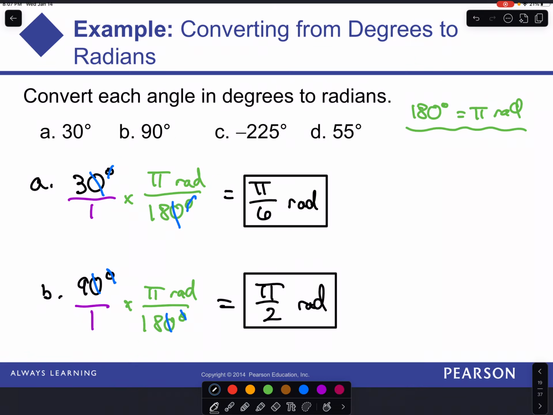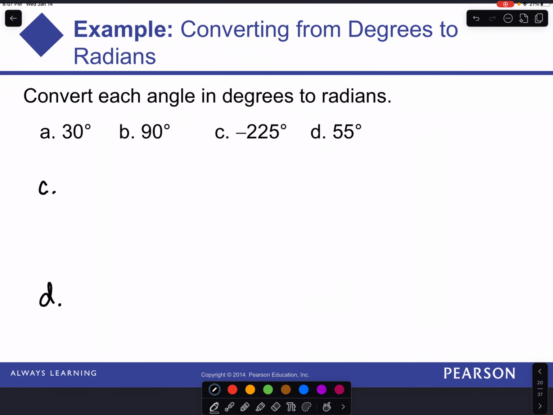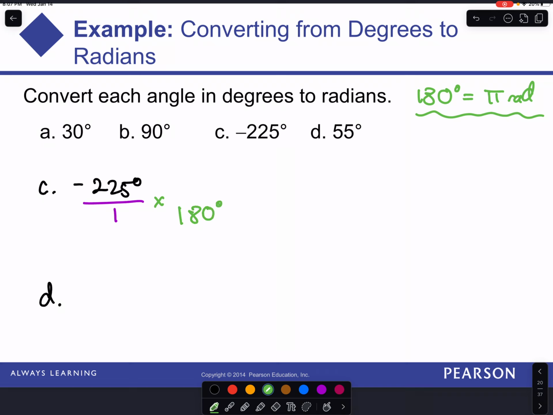Okay. And then for C, we have negative 225 degrees. I'm going to put it over 1. We said 180 degrees corresponds to pi radians. Because we have degrees on top, when we do our conversion, degrees need to be on bottom. Pi radians. Okay. Units of degrees are going to cancel each other.